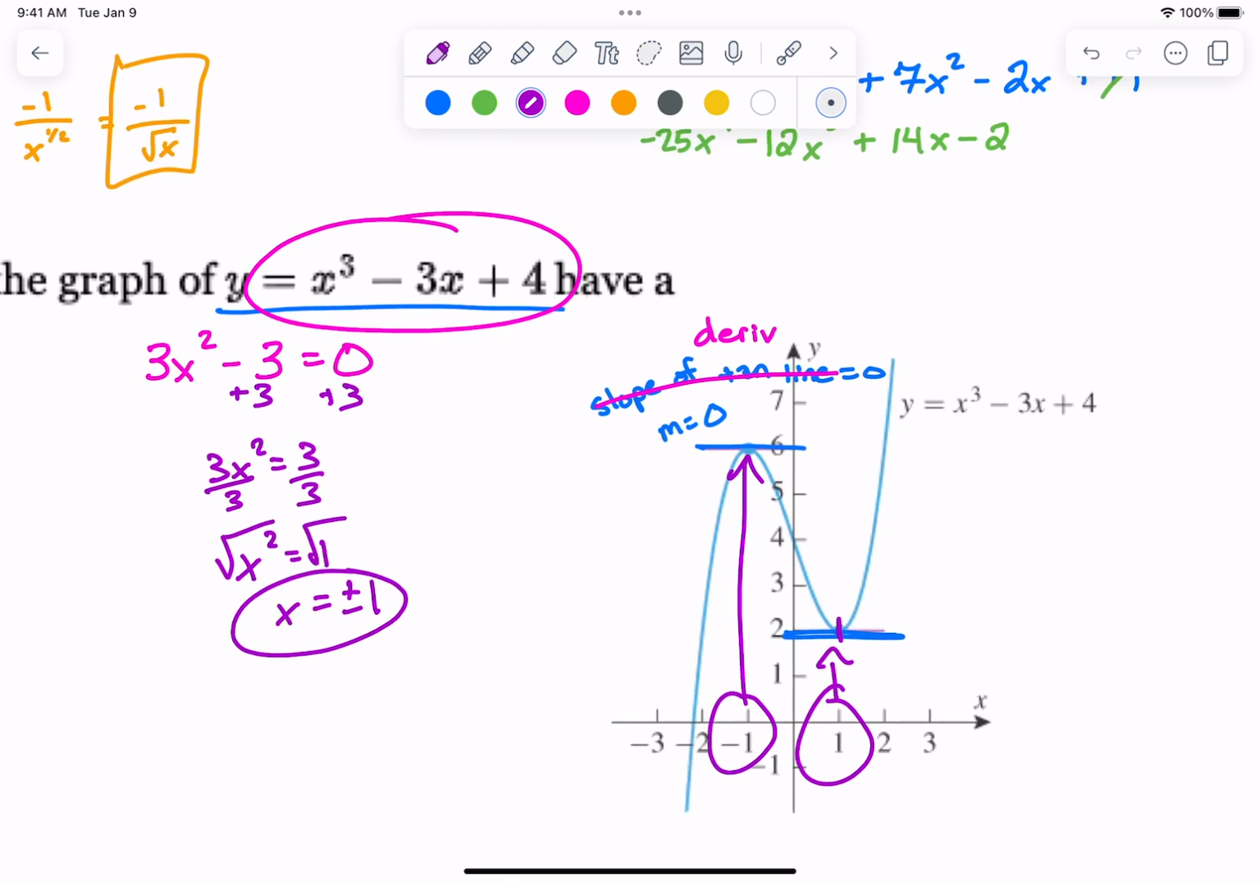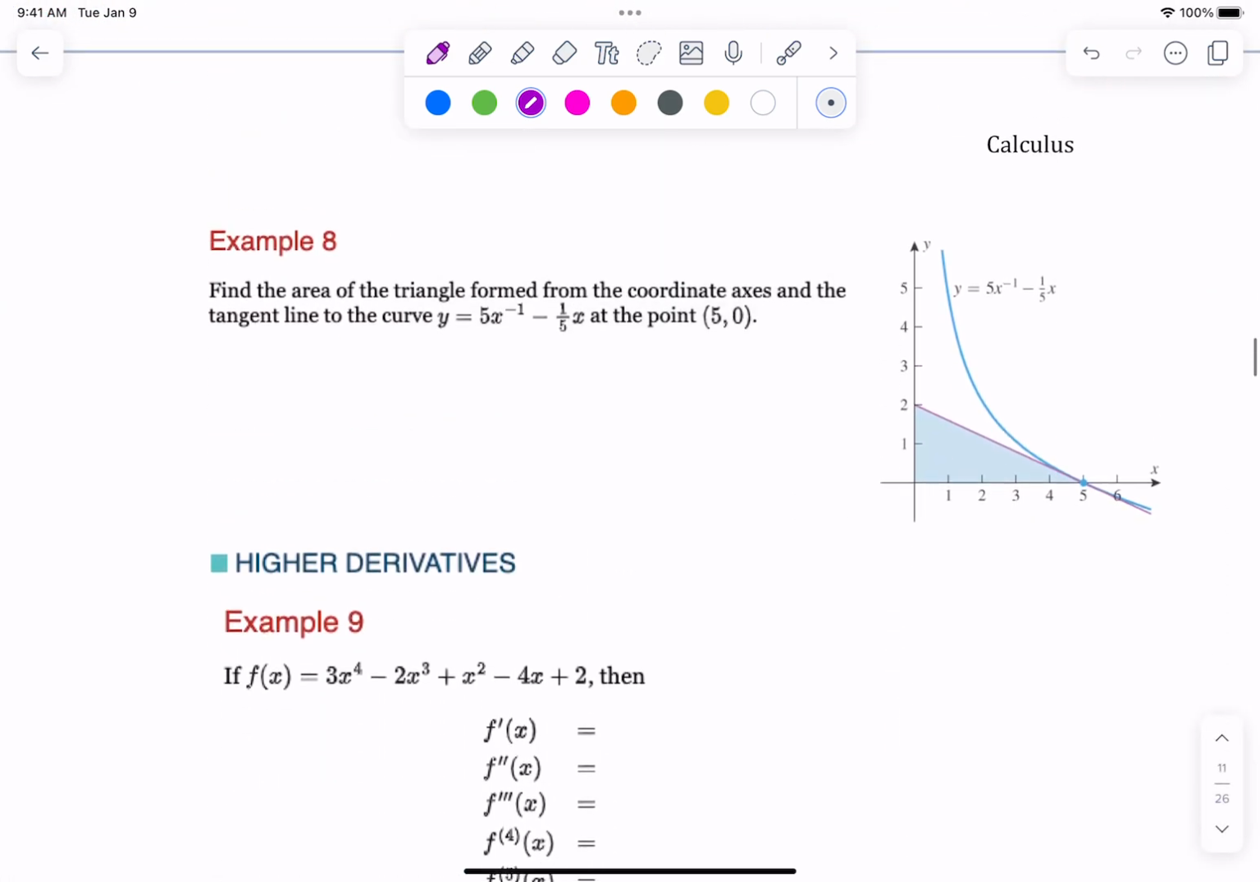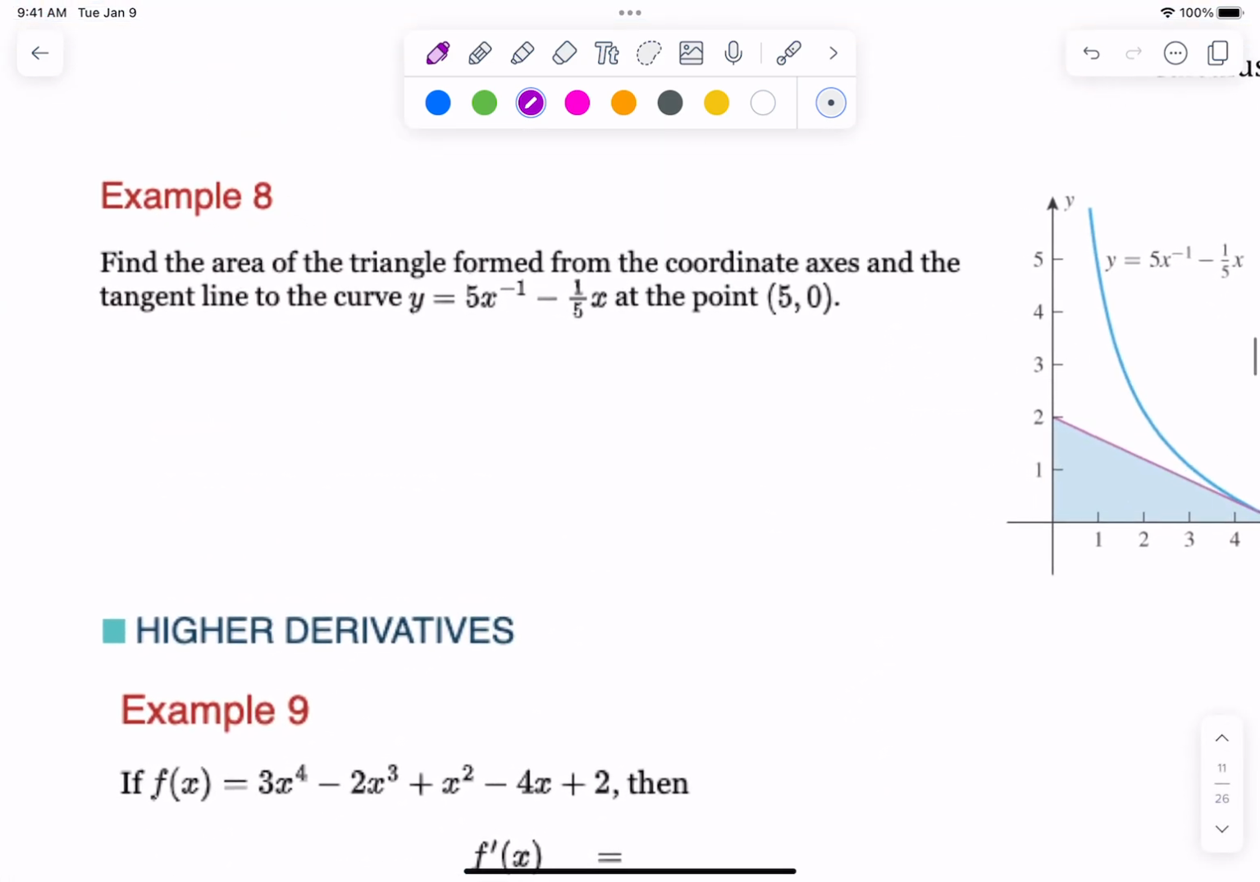So, horizontal tangent lines are going to have a slope of 0. Slope of 0 means derivative is 0. So you set the derivative equal to 0. Okay? 9 minutes. All right. Next.